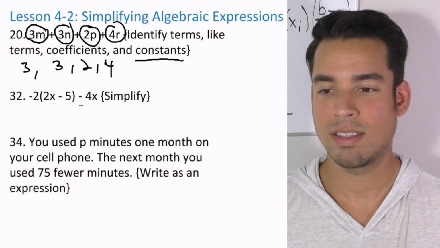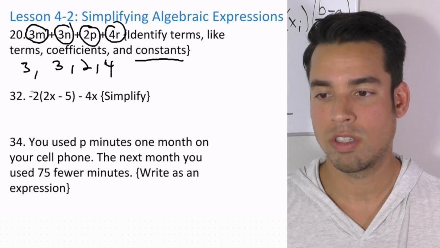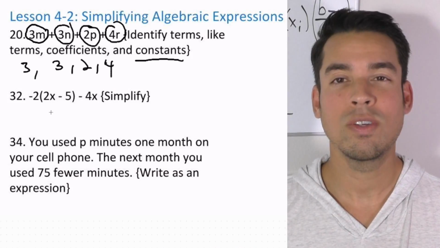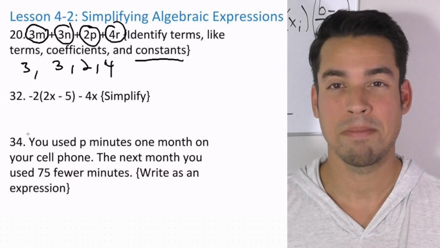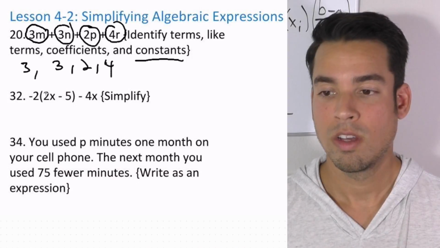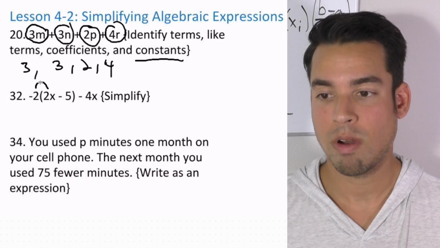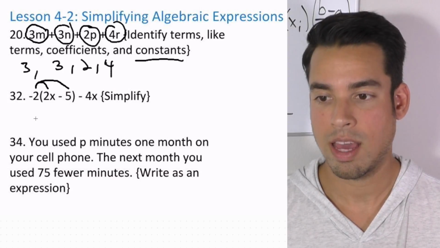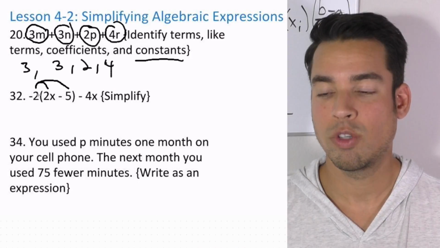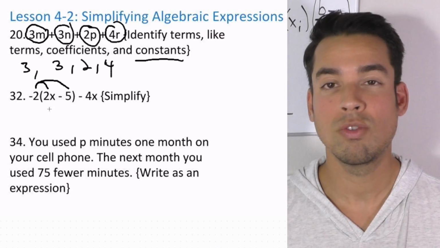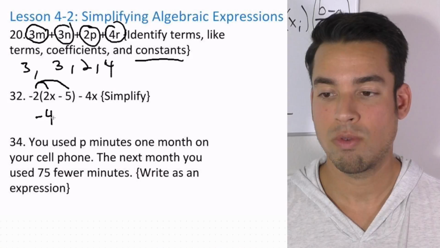All right, now let's move on to 32, and we want to simplify. So here, all we've got to do is combine the like terms and combine the constants, and we're good to go. So let's use our distributive property here. We're going to let this guy leapfrog just like that. So this is going to become -2. We just multiply the coefficients. -2 times 2, which is -4x, right?